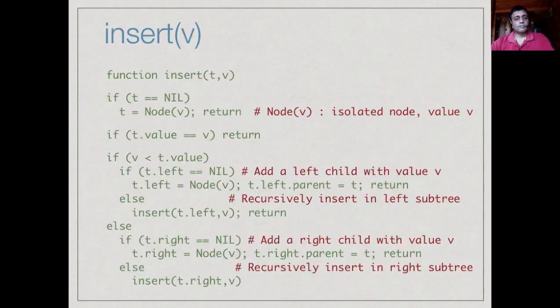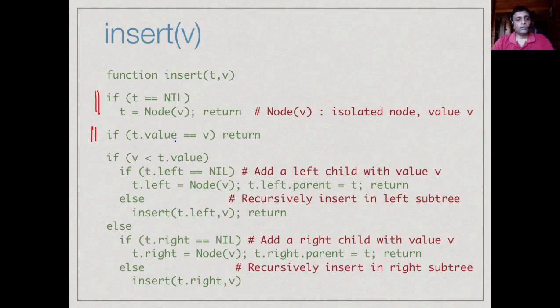So there's a very simple recursive way to do this. First of all, we have a special case which says if the tree is empty, then we just create a new node and point to that node. So this is an isolated node which has only a value v. Parent, left and right will all be nil. On the other hand, if we find it, then we do nothing.